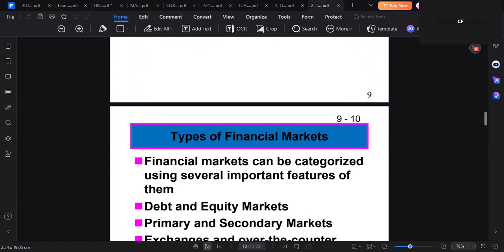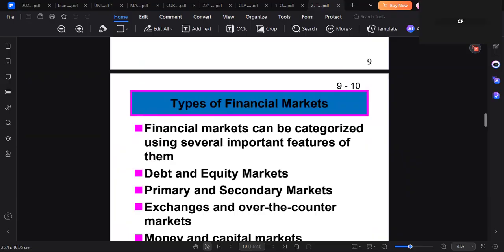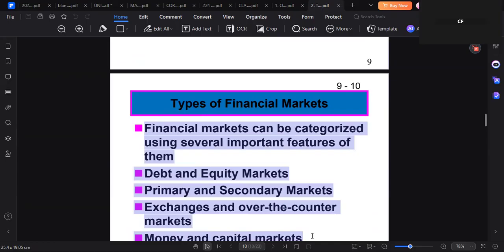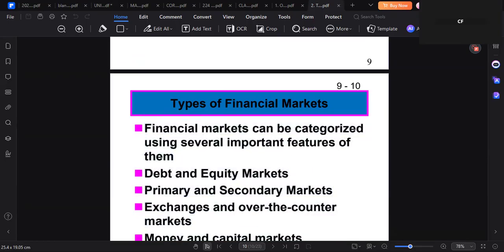And so there are different types of financial markets. We have what we call the debt and equity markets, the primary and secondary market, the exchanges and over-the-counter markets, and what we call the money and capital market. So now what is involved in each of these markets and who are the players in these markets?